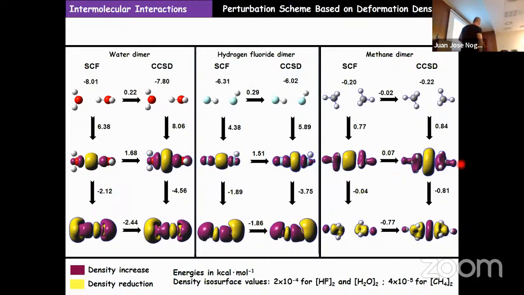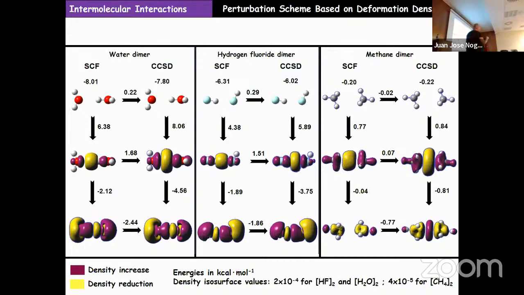The difference is small. Now, the Pauli repulsion energy. This is a special result. CCSD is larger than SCF in all cases. Why? They have the same geometry. This means that the overlap between the electron densities of the two monomers is larger in the correlated method than in an uncorrelated one. Does it make sense?